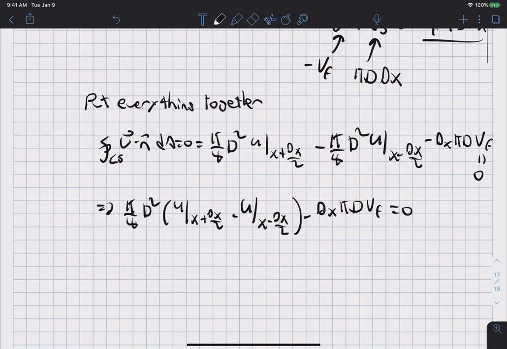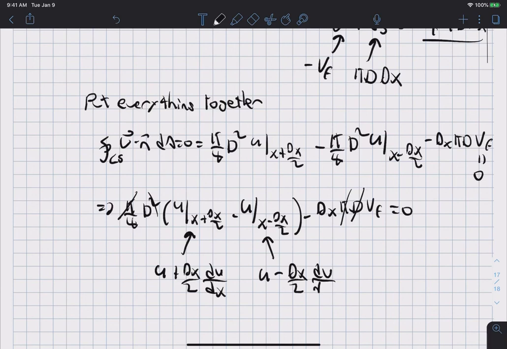But before we do that, I can do some simplification. I have pi here, I have 1 d here, and I have 2 d's here, so I'm just going to cross out the square. Okay, and then I'm going to use the Taylor series on this. This would be u plus delta x over 2 du dx. And notice here I don't have partial derivatives because in this case u can only be a function of x. And then the Taylor series for here would give u minus delta x over 2 du dx.